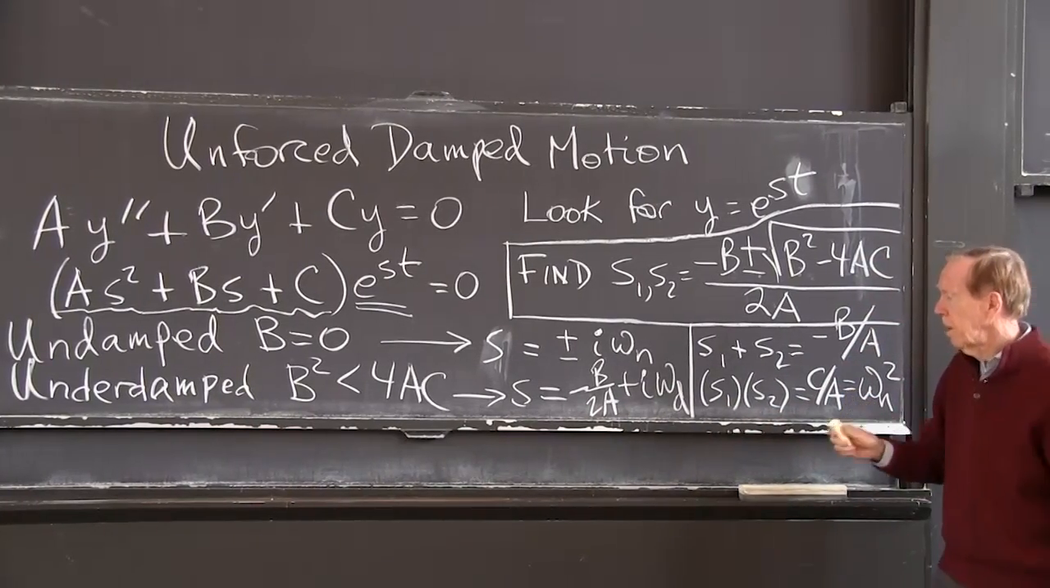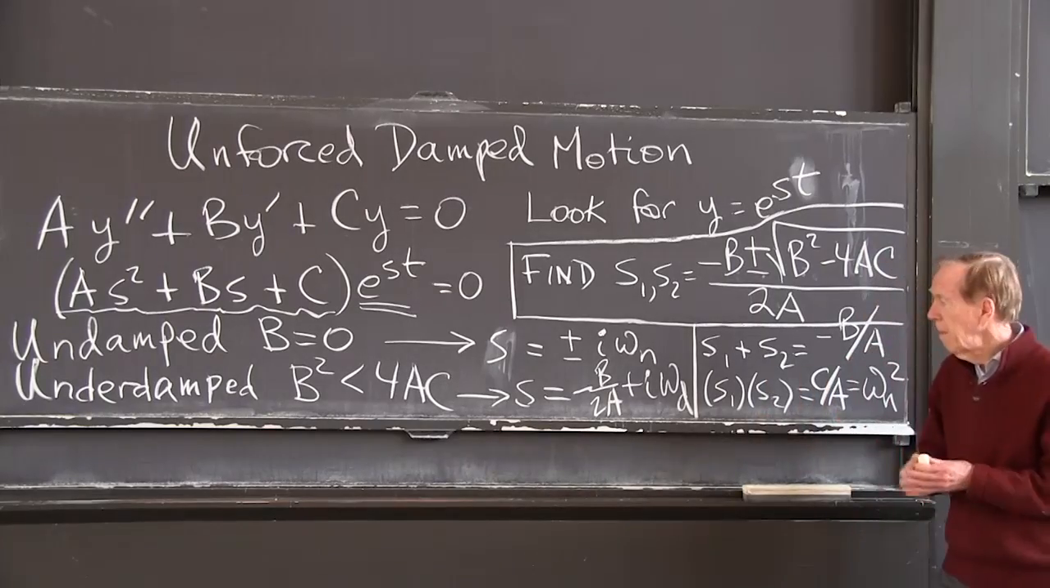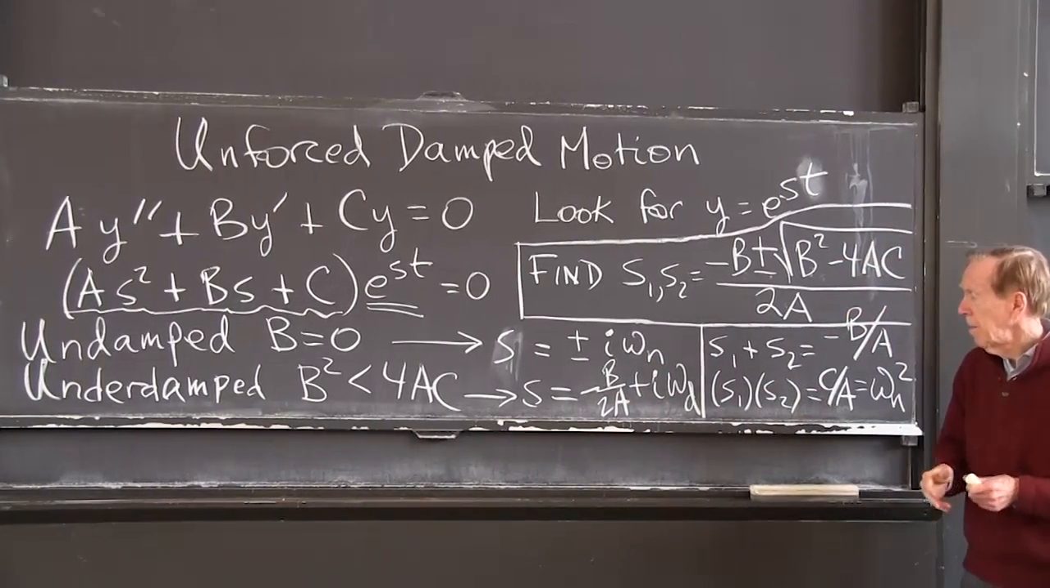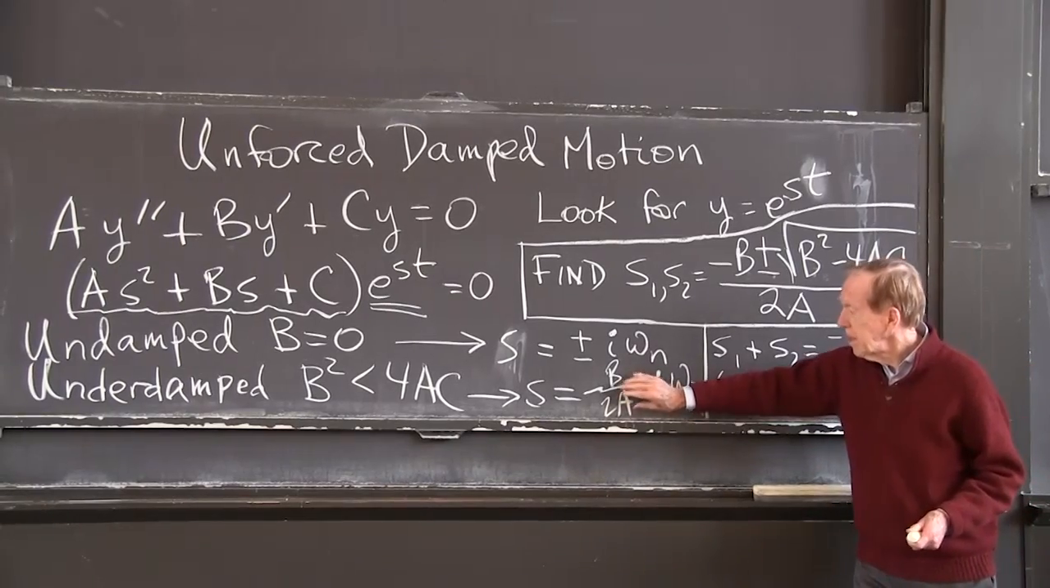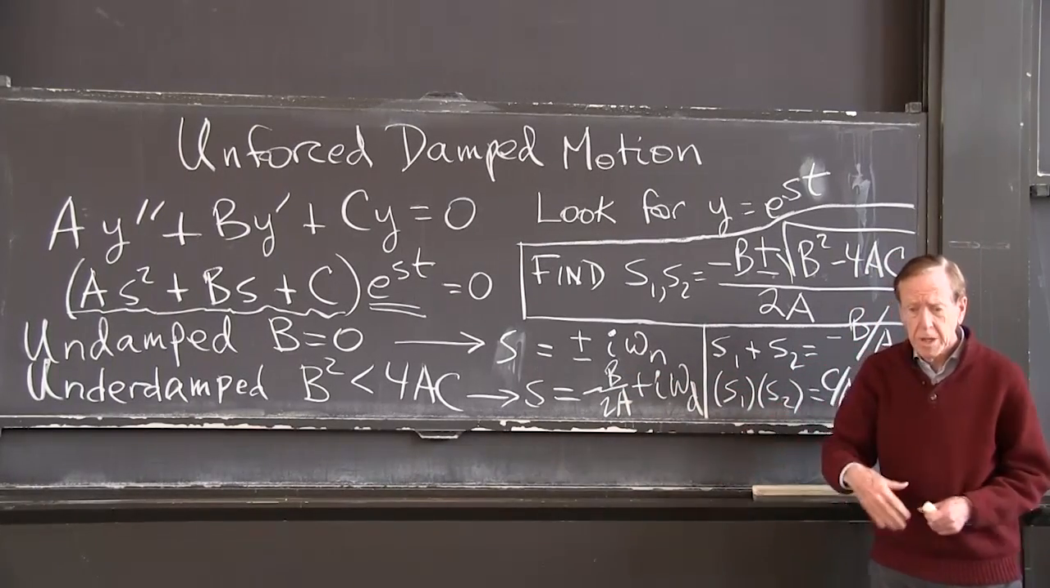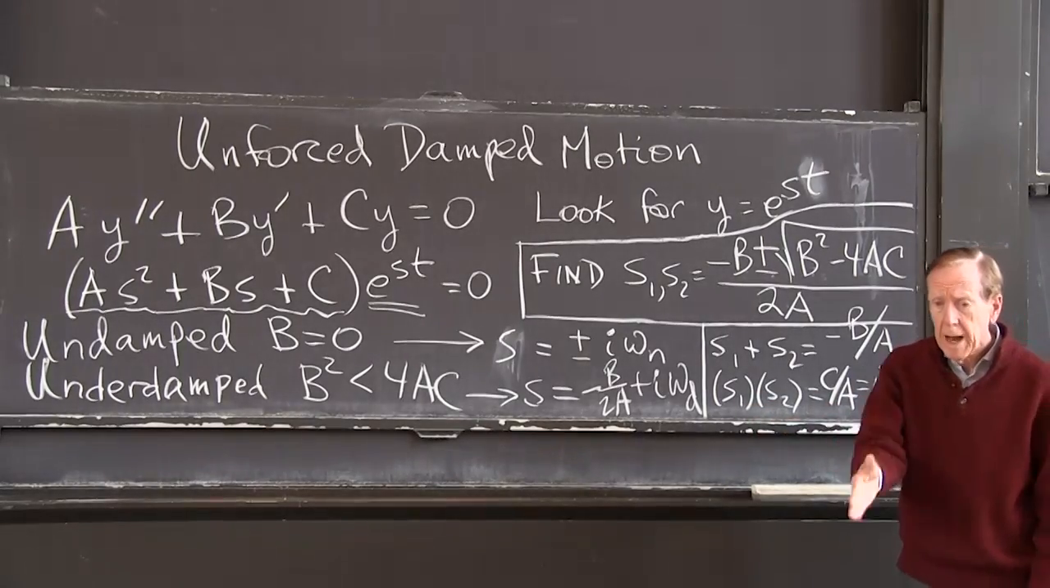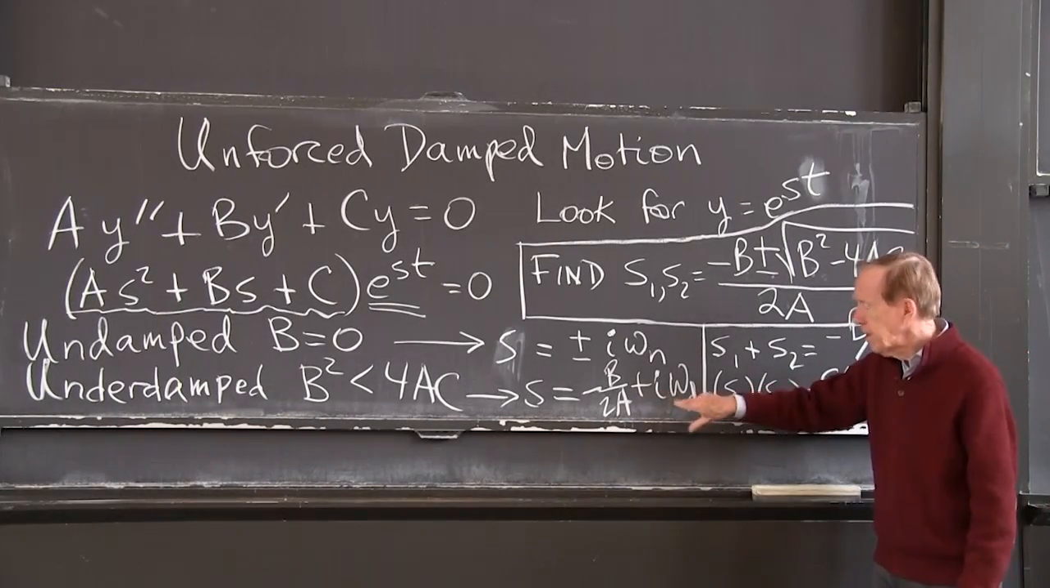I'll draw a picture this time or next time of the solution, e to the minus st. But you see, e to the minus st is decaying to 0. It's like a spring that's slowly winding down to 0, but it's oscillating as it does it.